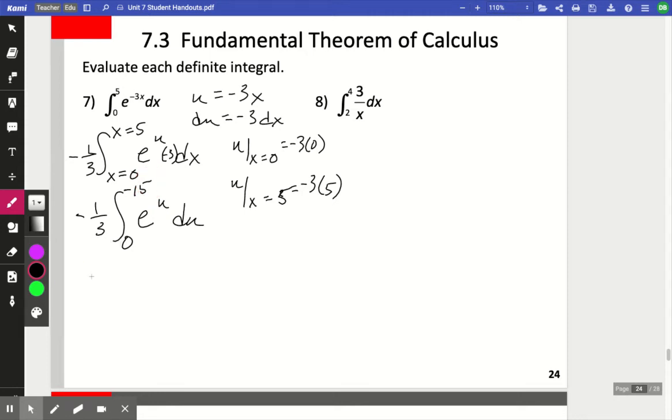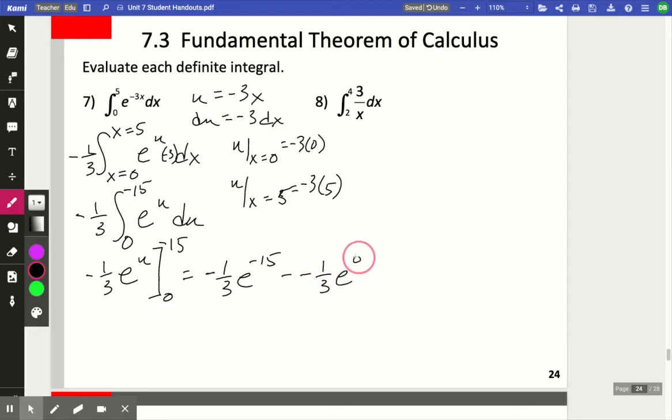All right, so now I have negative 1/3. Integral of e to the u is just e to the u, and then I'm going to evaluate from 0 to negative 15. All right, so now don't worry that it's negative, right? That they don't go in order. You have to put them in the appropriate place. So now I have negative 1/3 e to the negative 15 minus negative 1/3 e to the 0.